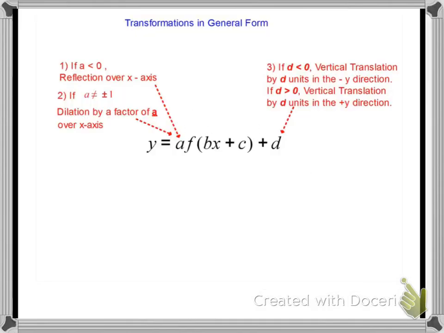The d parameter over here is your translation, a vertical translation. So if d is negative, then it's a vertical translation by d units in the negative y direction. And if d is positive, it's a vertical translation d units in the positive y direction.